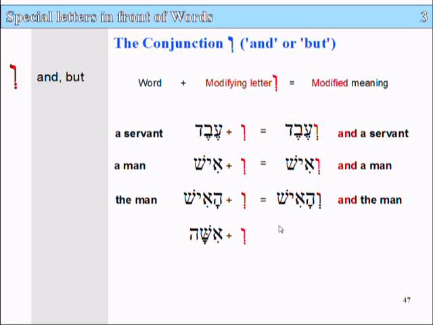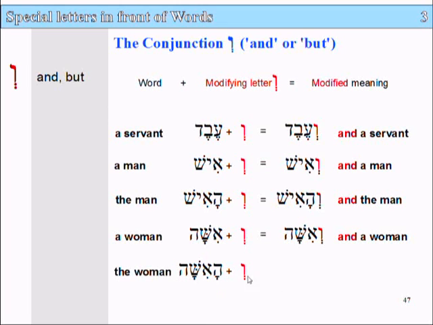We take the word for woman, isha, aleph, shin, hey, and we add the vav, we get ve'isha, and a woman. If we take the word ha'isha, the woman, and we add the vav, we get veha'isha, and the woman. Veha'isha.